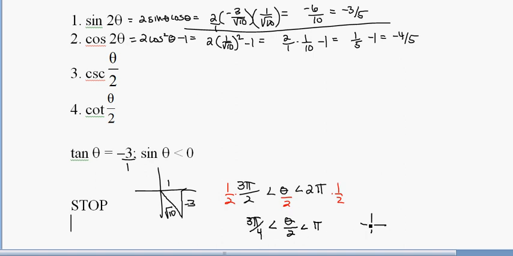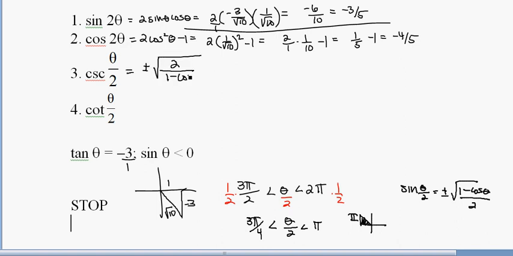3 pi quarters and pi is right over here, in this triangle region, which is the second quadrant. So therefore, half angle cosecant or sine or both can be positive. Just note that half angle sine is, I'm going to write that over here, plus or minus the square root of 1 minus the cosine of theta all over 2. So that means half angle cosecant is just going to be the reciprocal of this. So it would be plus or minus the square root of 2 over 1 minus cosine theta.